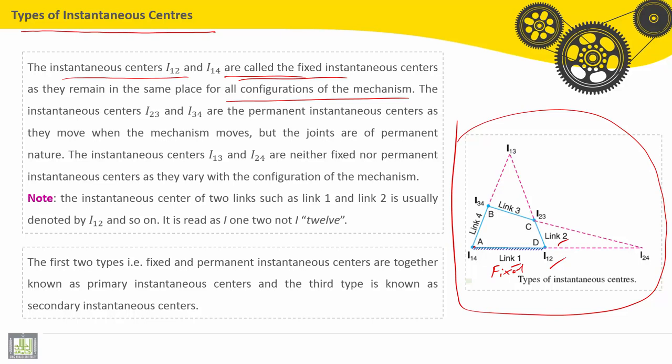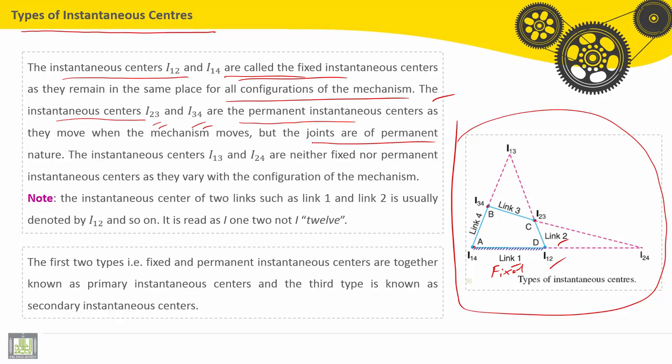So the configuration of the system, if link 4 makes rotation or link 2 makes rotation and link 3 moves, I14 and I12 remain in the same place. The instantaneous centers I23 and I34 are called permanent instantaneous centers as they move when the mechanism moves, but the joints are of permanent nature. I23 and I34 are called permanent.